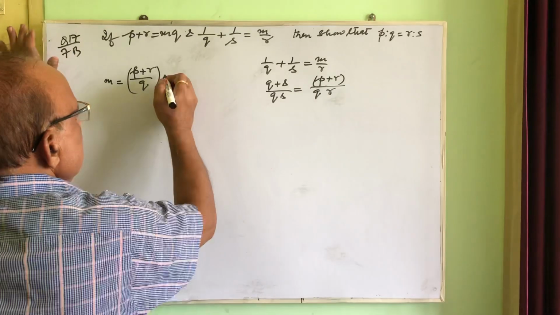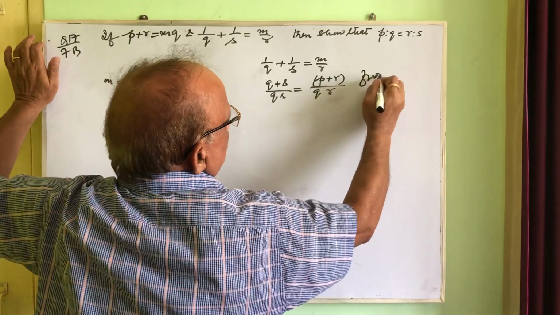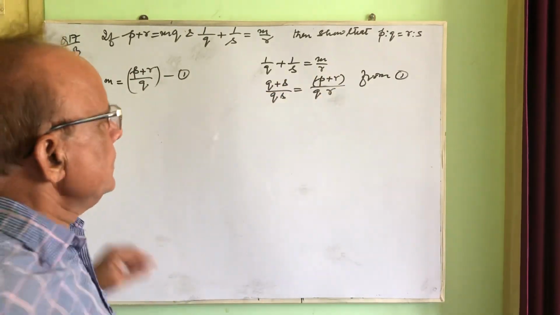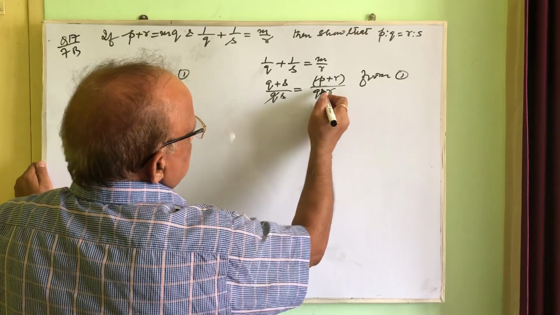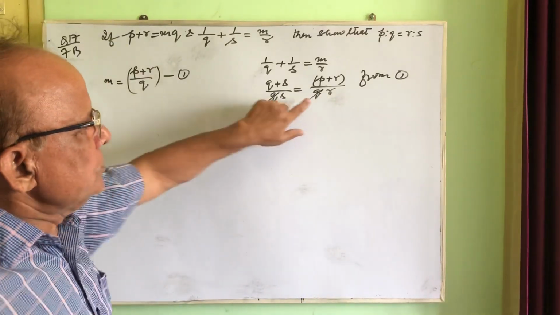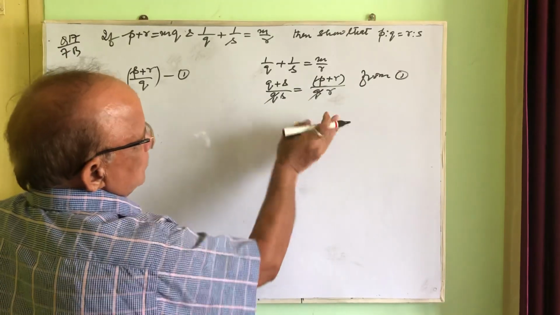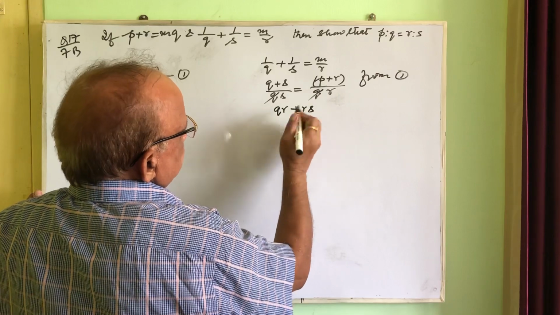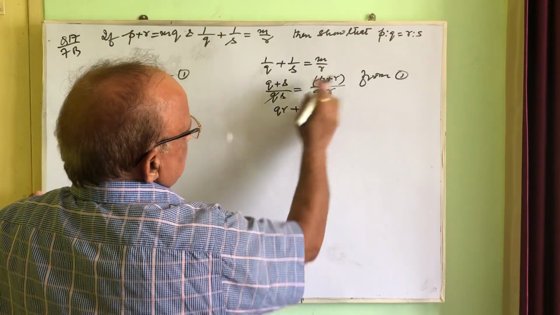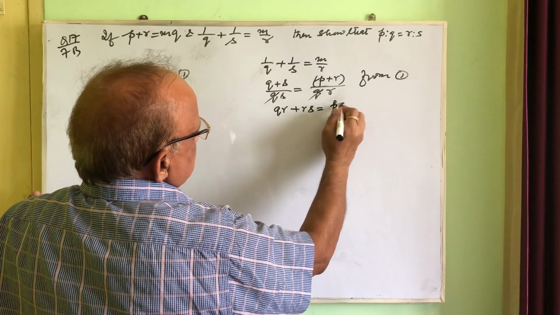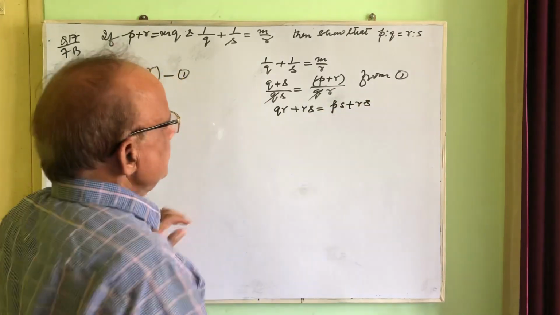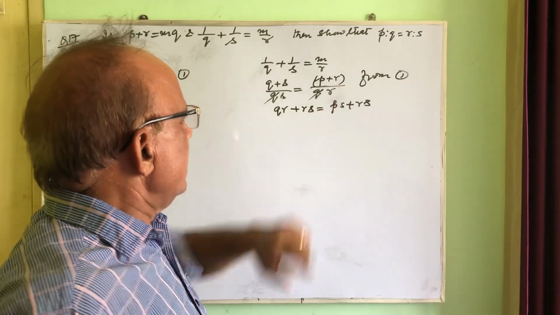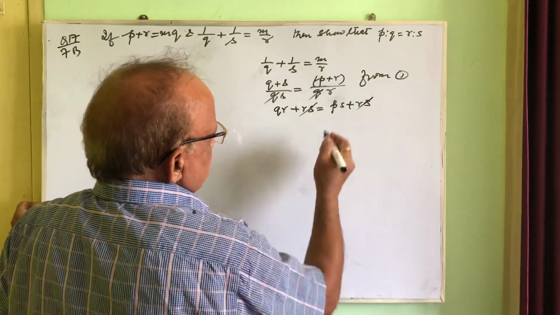Suppose this is 1. From 1 I have put the value of m here because this is given. Now here q and q will cancel, because q is not equal to 0. Now cross multiply. qr plus rs is equal to ps plus rs. Rs and rs will cancel.